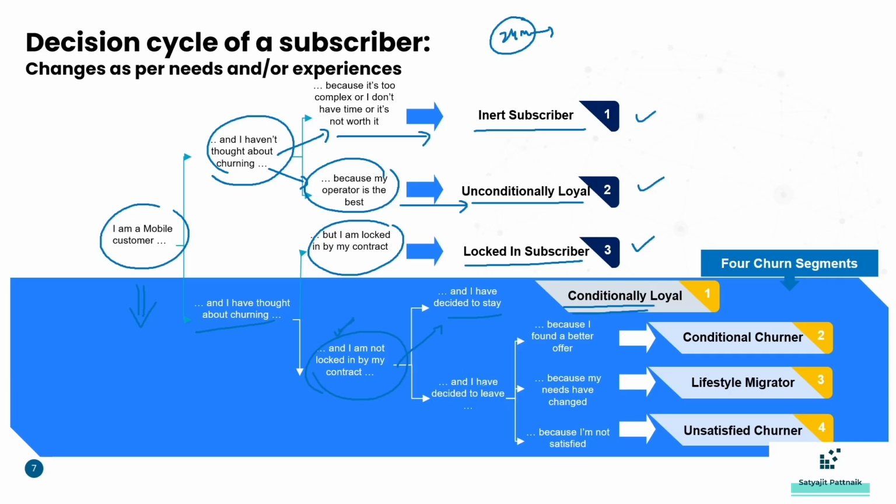Let's say you don't have a contract and you have decided to leave because you have a better offer. These are conditional churners. Because my needs have changed, these are lifestyle migrators. Because I'm not satisfied, these are unsatisfied churners.